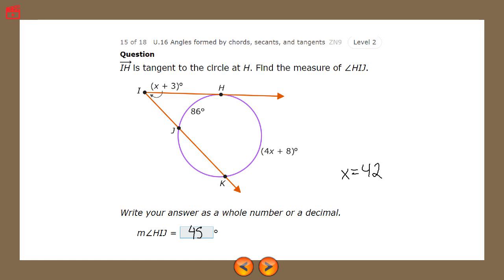Your setup should have been x plus 3 equals half of 4x plus 8 minus 86. You'd combine like terms, you'd maybe multiply everything by 2, or multiply the left-hand side by 2 to get rid of the 1/2 on the right-hand side. There are multiple different ways to do the work from here, but you should get the answer x equals 42 no matter what.